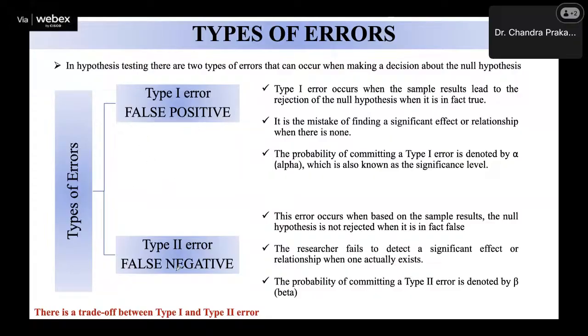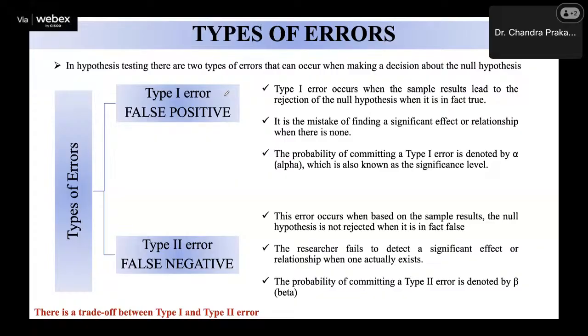Type 1 error is a false positive and Type 2 is a false negative. Type 1 error occurs when the sample result leads to the rejection of the null hypothesis when it is in fact true. Meaning my hypothesis was true, but the sample result led to the rejection of it. So it is the mistake of finding a significant effect or relationship where there is no relationship. The probability of committing a Type 1 error is denoted by alpha. This is also known as the significance level.